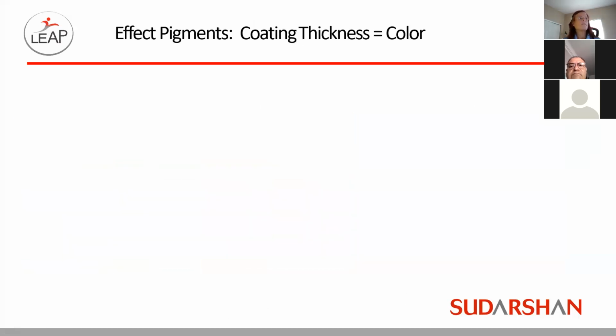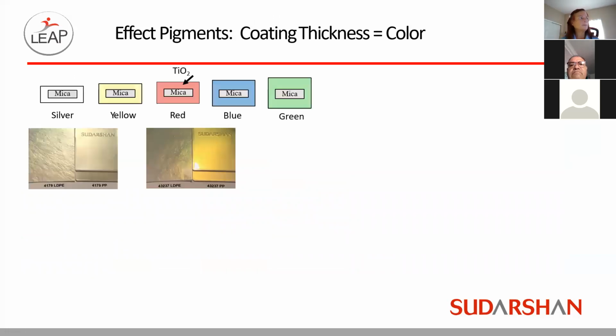So for effect pigments, when we are talking about color, we are talking about the thickness of the metal oxide and the metal oxide that's used. The first grouping that I'm showing here are the iridescent mica pigments. That is using TiO2 as the metal oxide, and it's the thickness of that TiO2 that develops the color of the final mica flake, with the silver being the thinnest TiO2 layer all the way up to the green, which is the thickest TiO2 layer.